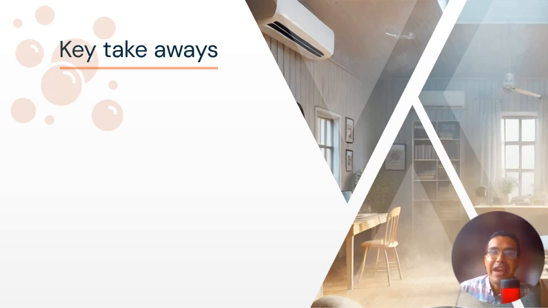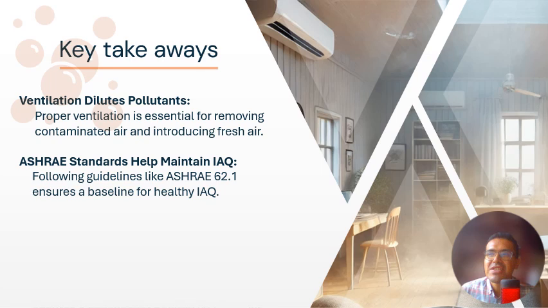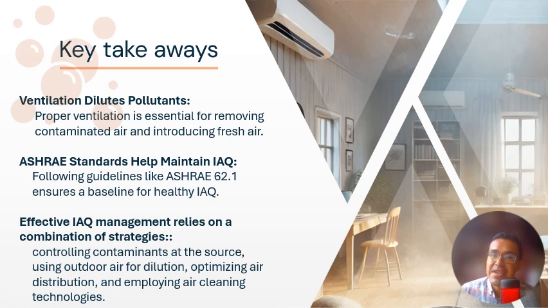So at the end of the lesson, we have some key takeaways. Ventilation dilutes pollutants, so proper ventilation is essential for removing contaminated air and introducing fresh air. The ASHRAE standards have information that helps us maintain indoor air quality. And effective indoor air quality management relies on a combination of strategies: controlling contaminants at the source, using outdoor air for dilution, optimizing air distribution, and employing air cleaning technologies. By integrating these methods, we can create healthier, more comfortable indoor environments that protect occupant well-being and improve overall air quality.